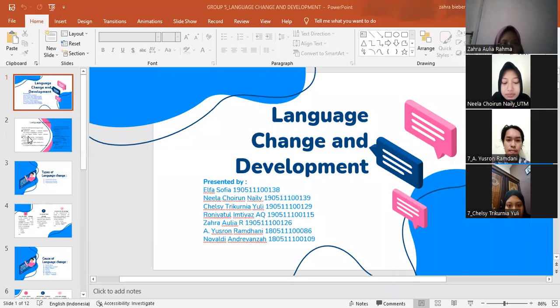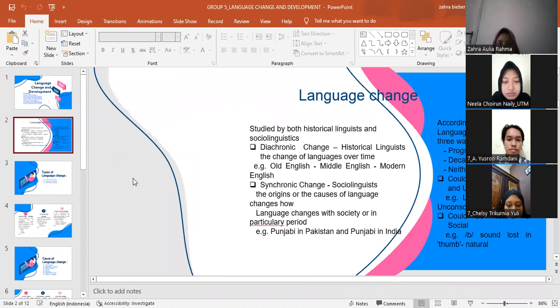The first material is about language change. Language change is studied by both historical linguistics and sociolinguistics. It is divided into two different types. The first one is diachronic change. It is historical linguistics, the change of language over time. For example, Old English, Middle English, Modern English.